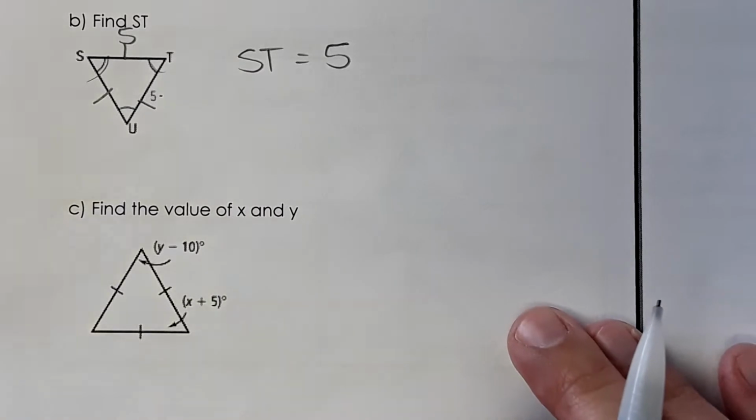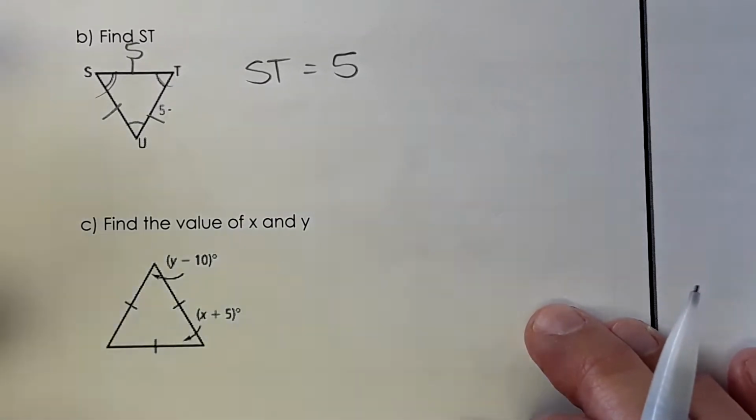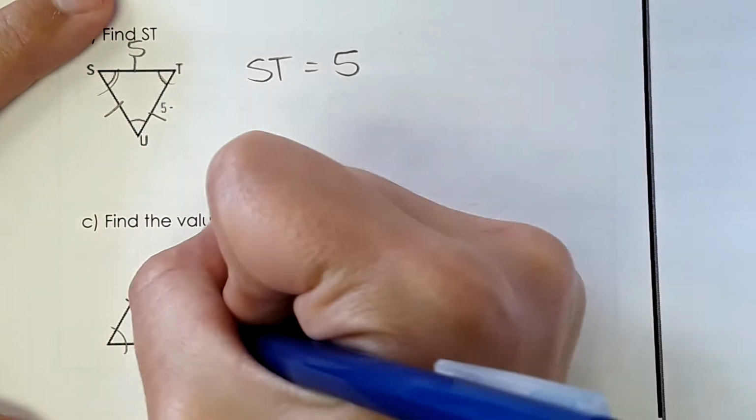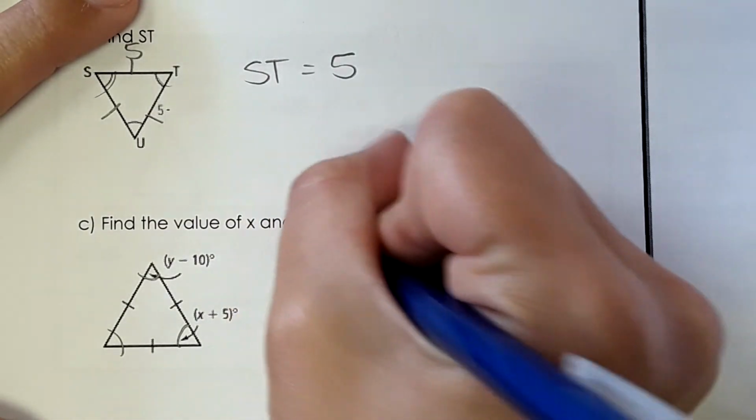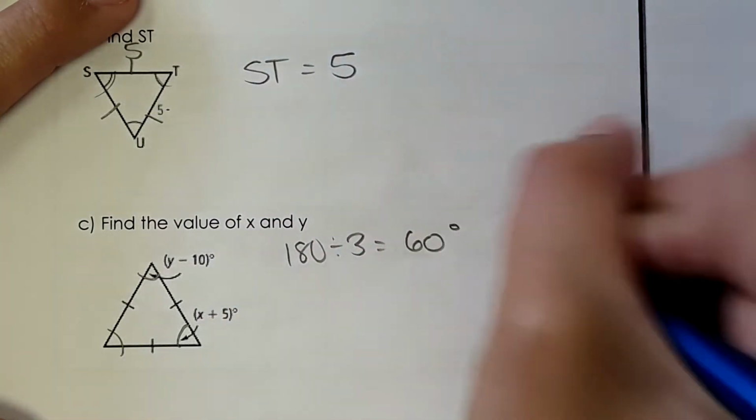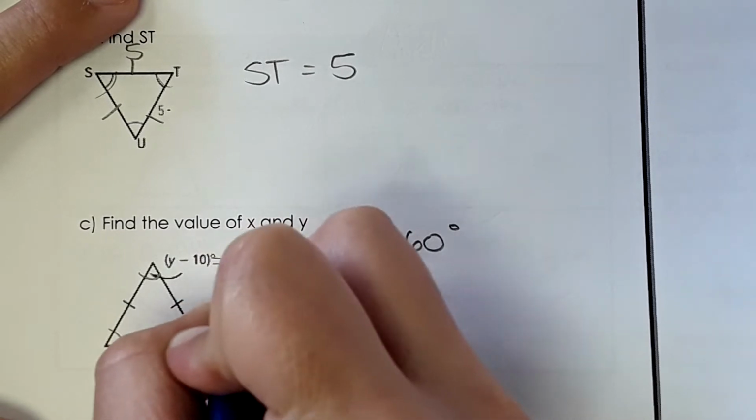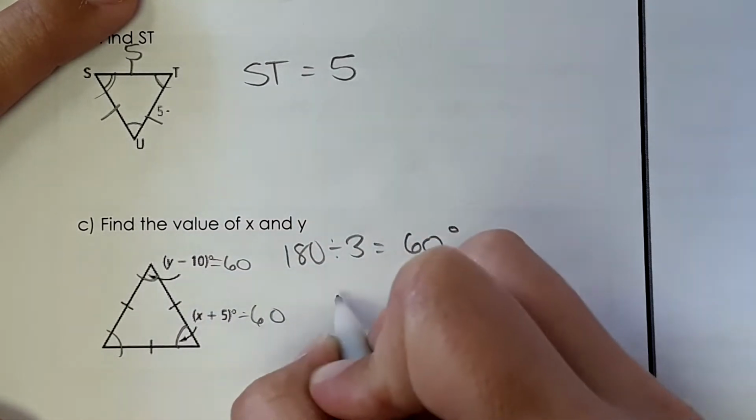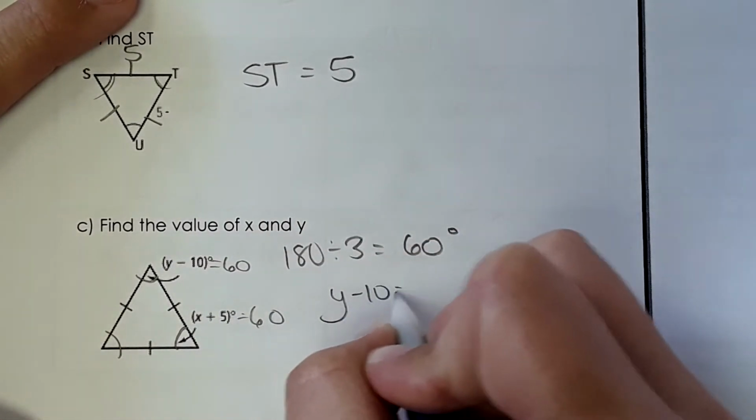And we gotta bring some algebra in here, right? It shows the 3 sides equal, so that means the angles are equal in measure. 180 divided by 3 equals 60 degrees for each angle. So therefore this is equal to 60 and this is equal to 60, and we can solve each of these.